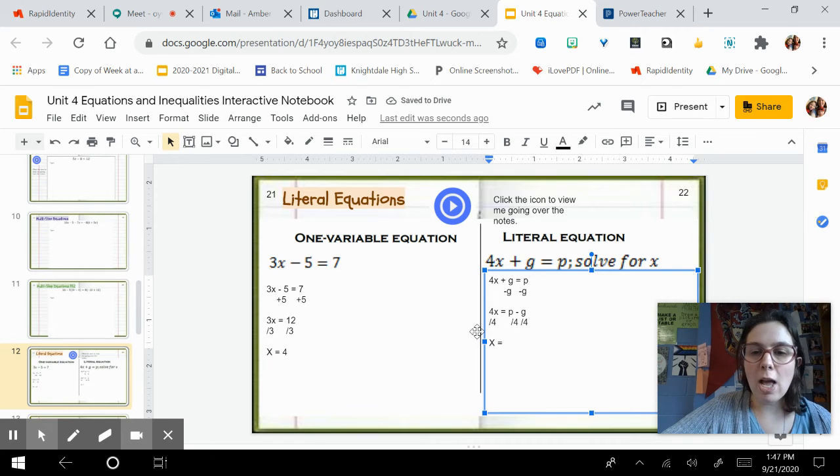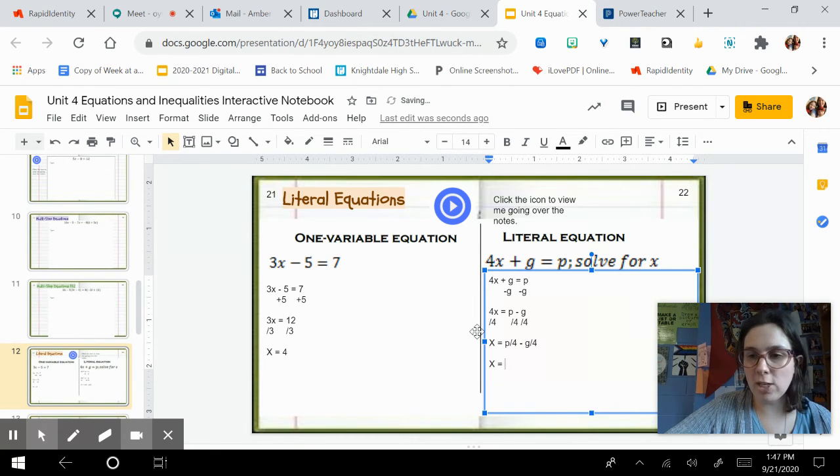You can do it like this. P divided by 4 and g divided by 4 will not simplify. There's no other numbers to simplify the 4, so you just rewrite it like you see it. So p divided by 4 minus g divided by 4. You can do it that way, where each one is divided by 4. Or I'm going to show you a different way to write it. You can write it like this.